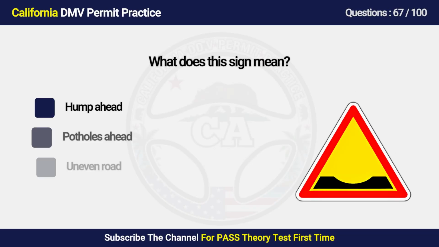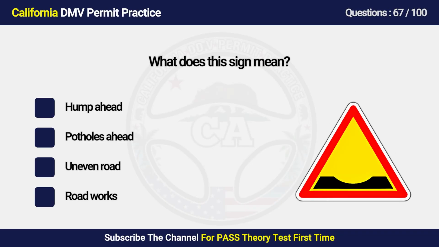Question 67. What does this sign mean? A. Hump ahead. B. Ahead. C. Uneven road. D. Roadworks.